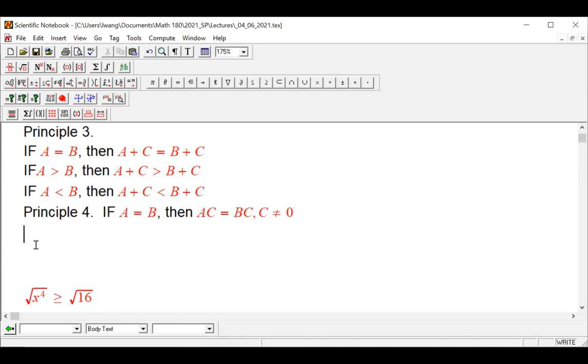Okay. However, for inequality, for example, if A is larger than B, then we still have AC greater than BC, provided C is not 0. Do we have this?